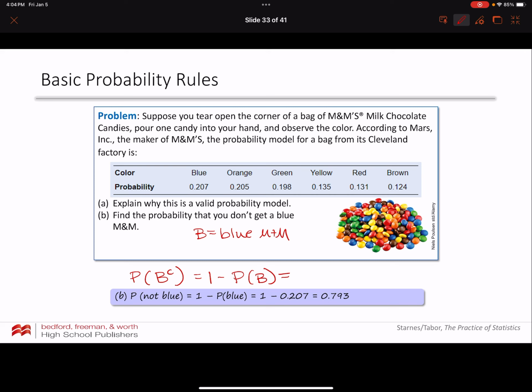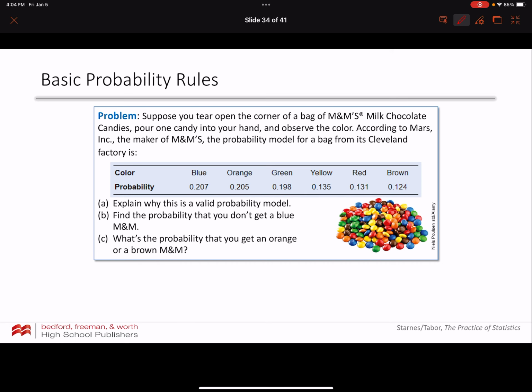And like I said, could I get this the other way by adding these up? Absolutely. What's the probability that you get an orange or a brown? Now think about it. How many M&Ms am I picking? I'm picking one M&M. So can it be brown and orange at the same time? No. Each M&M is only one color. So these two events are disjoint.